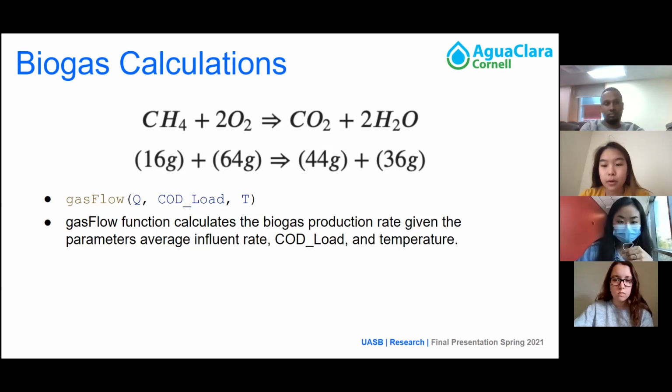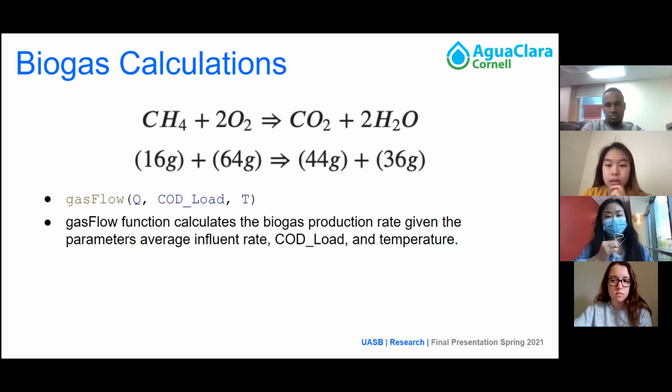We then use this function to calculate the biogas production rate for gray water and black water. For gray water, the function calculated that with an influent rate of 300 liters per day, 500 milligrams of COD per liter of wastewater, and at standard room temperature, 25 Celsius, around 57.34 liters of biogas is produced per day, which is roughly the amount of gas that we calculated by hand.